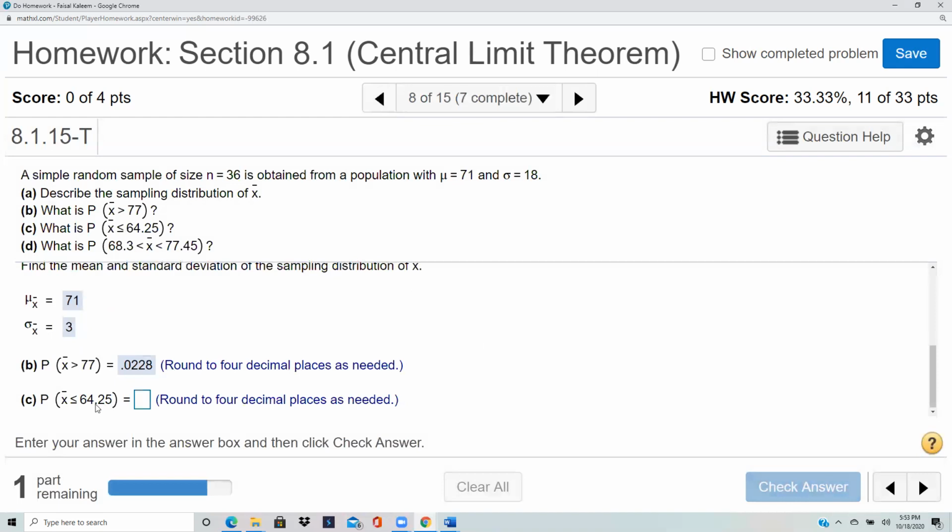X bar less than or equal to 64.25, so same thing. Now you do less than, and then for part D you do between. So just skip that.